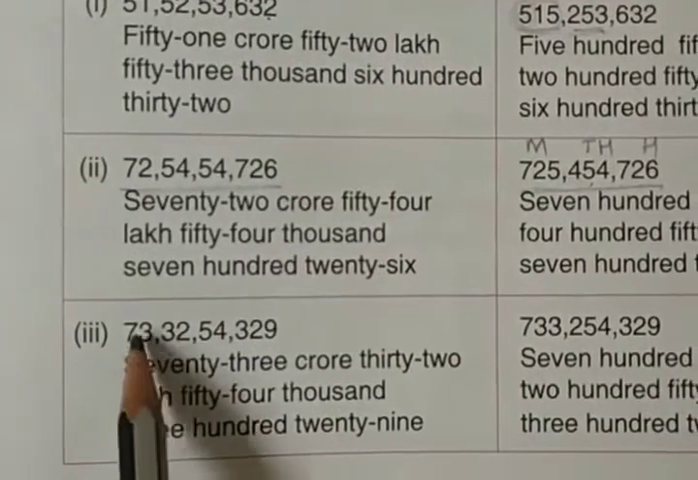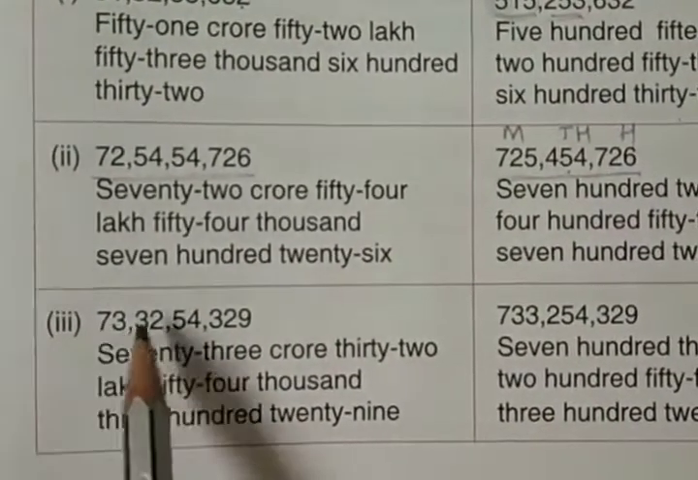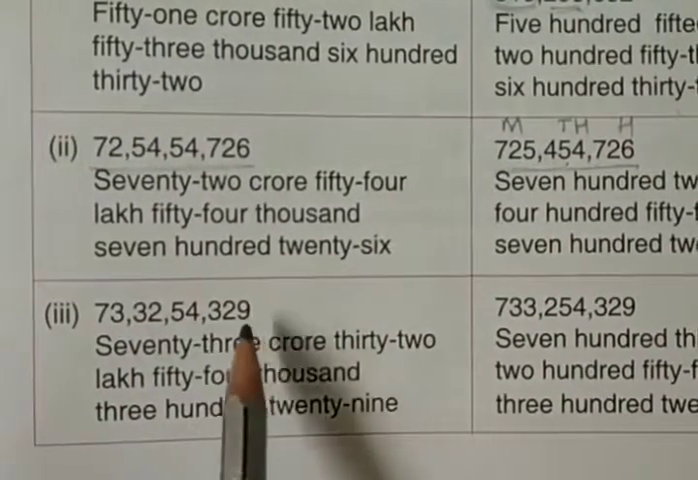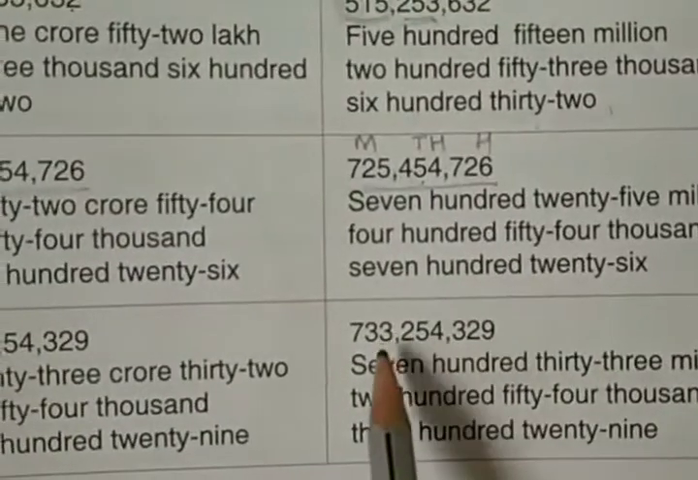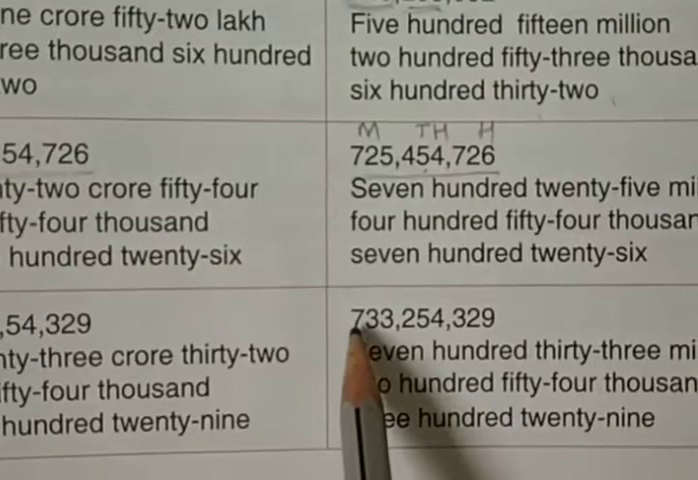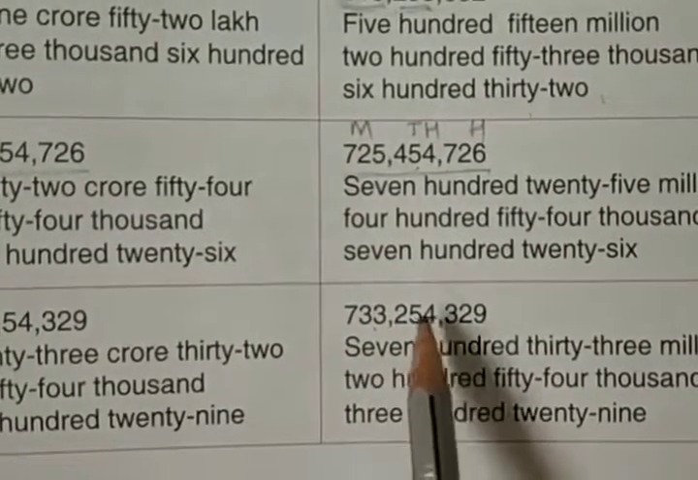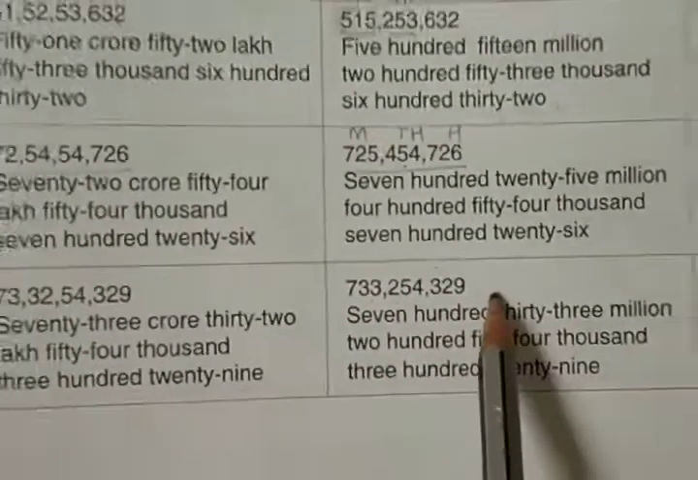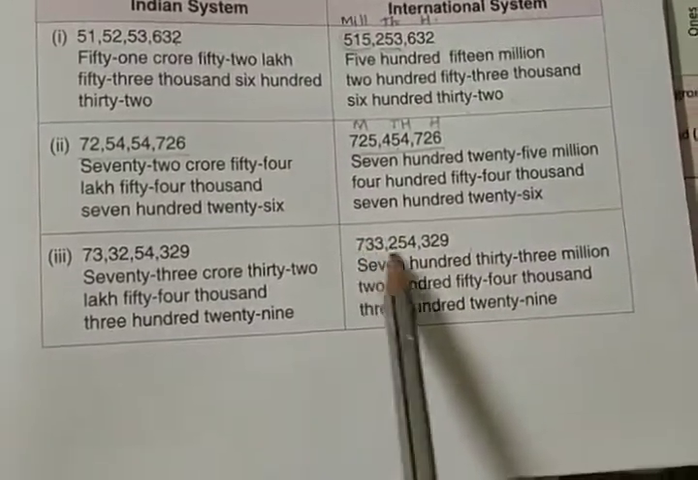Let us take another example. This is 73 crore 32 lakh 54,329. In the international system, it is 733,254,329. So if you put the commas properly after periods, you know how to read.